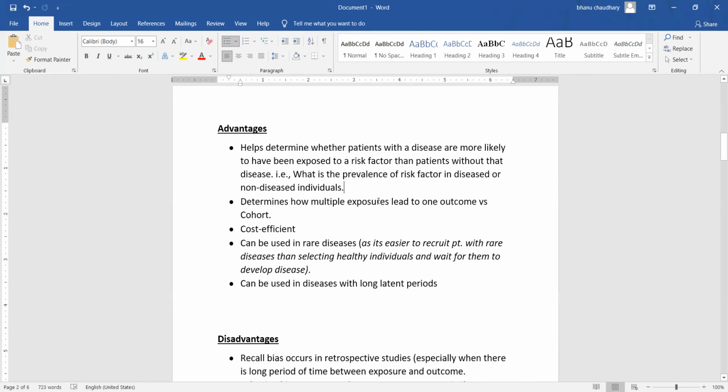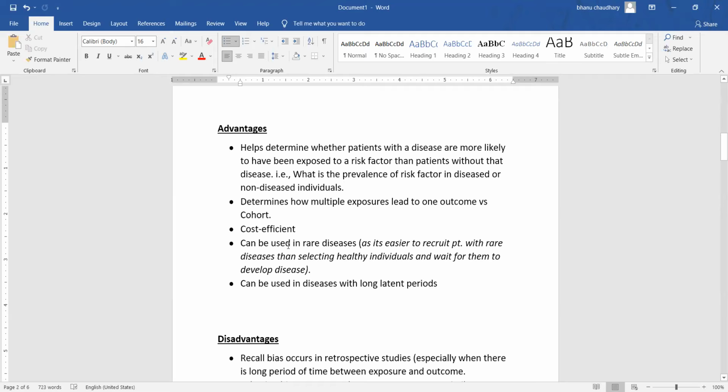Okay, and it will also determine how multiple exposures can lead to one outcome, versus in the case of a cohort study, where you were determining how one exposure can lead to multiple outcomes. It is always a cost efficient study, and of course it is also a time saving study.